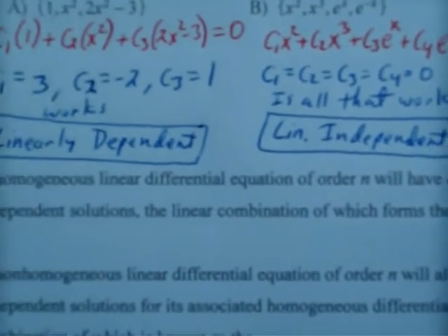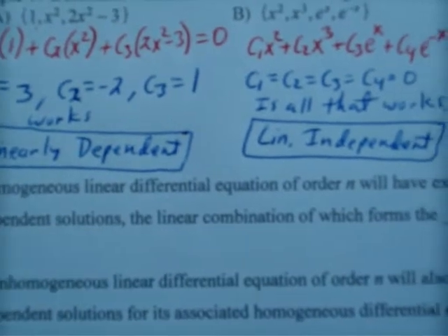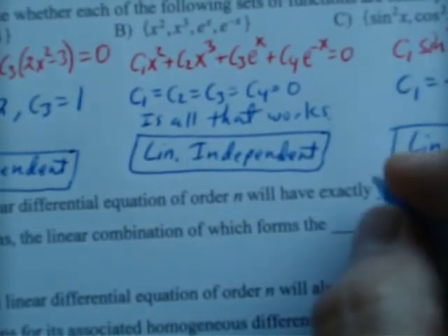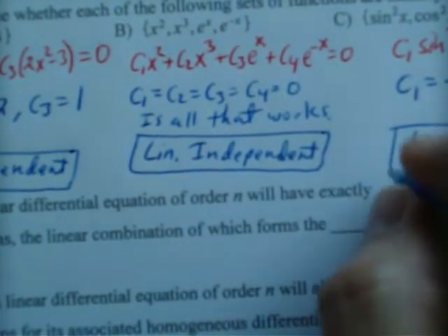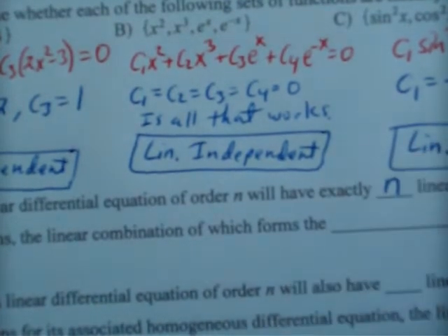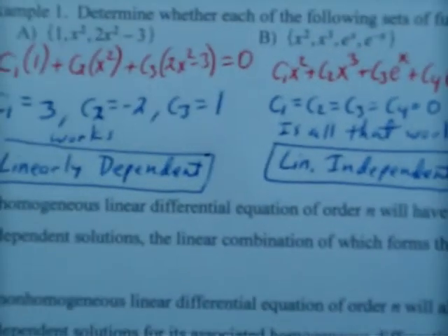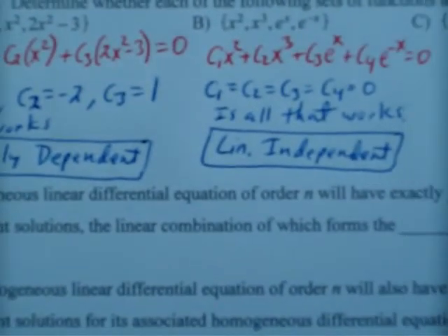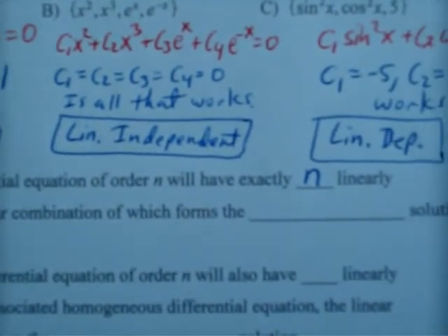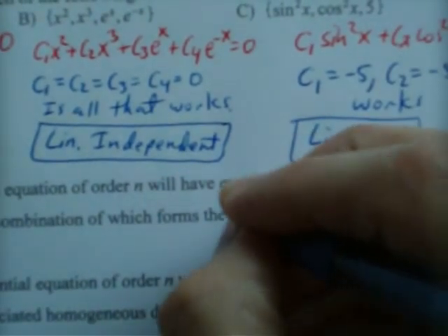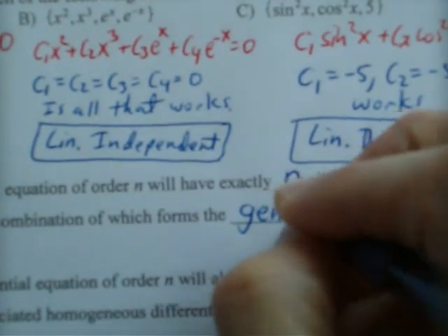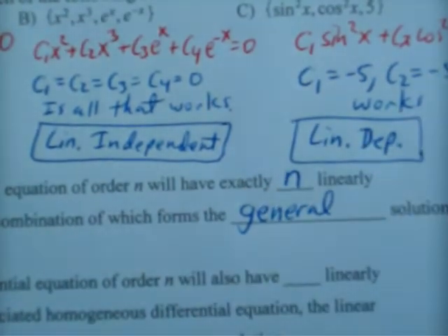Next here it says a homogeneous linear differential equation of order n, and we talked about that in lesson 18, will have exactly n. And this is an important theorem here that states this: a homogeneous linear differential equation of order n will have n linearly independent solutions, the linear combination of which forms the general solution. So we don't have to just say an n-parameter family of solutions.